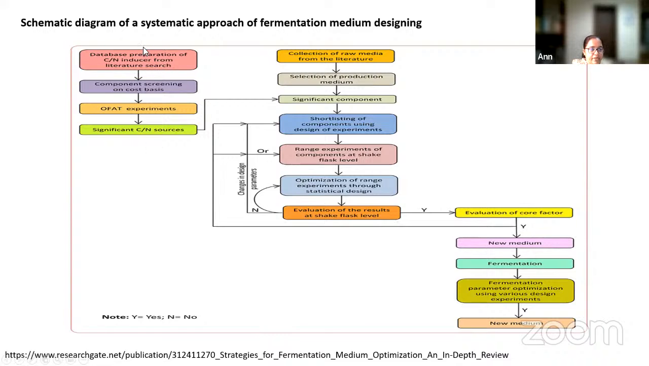So we have a database of, this is a paper where strategies of fermentation media optimization have been reviewed. And one of the screening methodologies or the flow sheet methodologies that they have given is based on these parameters, where they are looking at C by N inducer ratios and identifying the C by N ratio sources which you can have, that is carbon by nitrogen ratios, are very crucial for the growth or the transformation phases.